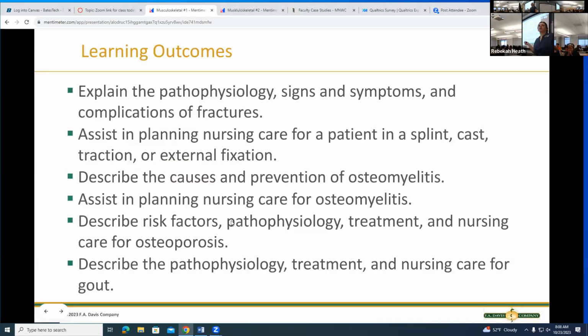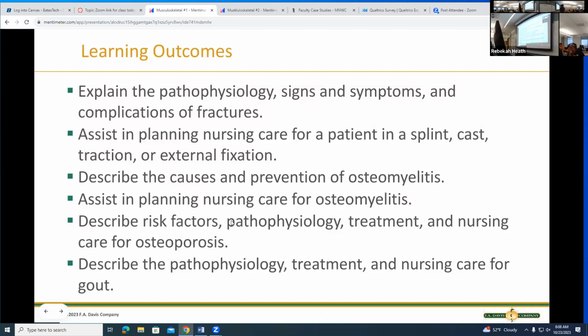Okay, so for the learning outcomes for this first part of the musculoskeletal, we're going to talk about complications, signs and symptoms, how to know if somebody's had a fracture. What is a fracture? It's some sort of break in the bone. We'll go over different types, but essentially we have 206 bones in our body, and if any one of them is broken, it's a fracture. We'll also cover assisting and planning nursing care for a patient who has something to help treat that fracture, and describing and preventing osteomyelitis. What is osteomyelitis? Yeah, an infection in the bone.